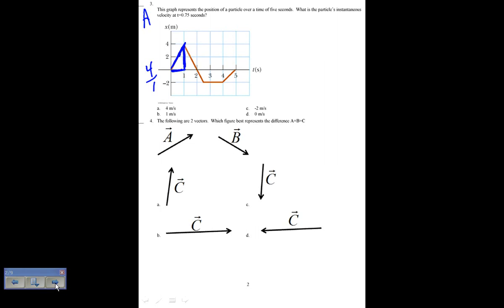The following are two vectors. What best gives A plus B? Here's the vector A. There's the vector B. So our vector C looks like this. So it's B. The answer is B.